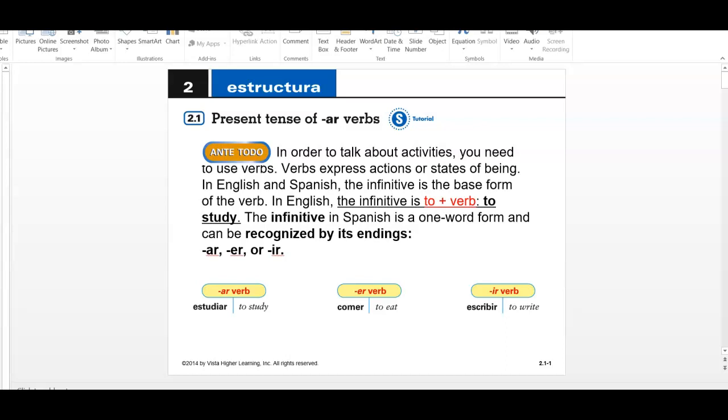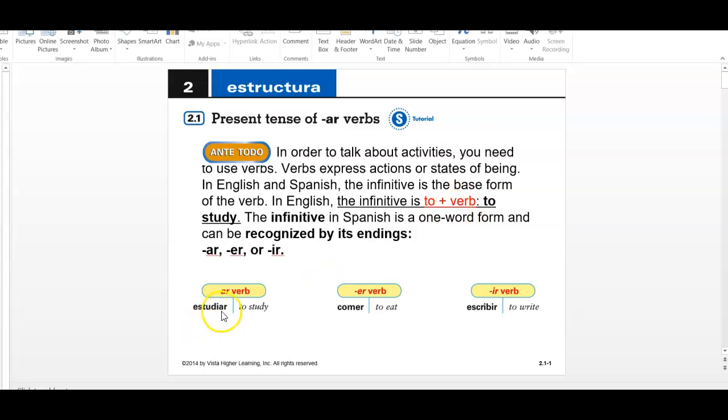In English, the infinitive is to plus the verb. Okay, example would be to study. The infinitive in Spanish is a one-word form and can be recognized by its ending. So in Spanish, we have AR, ER, IR. In English, you have to plus the verb. That's how you know that it's an infinitive.